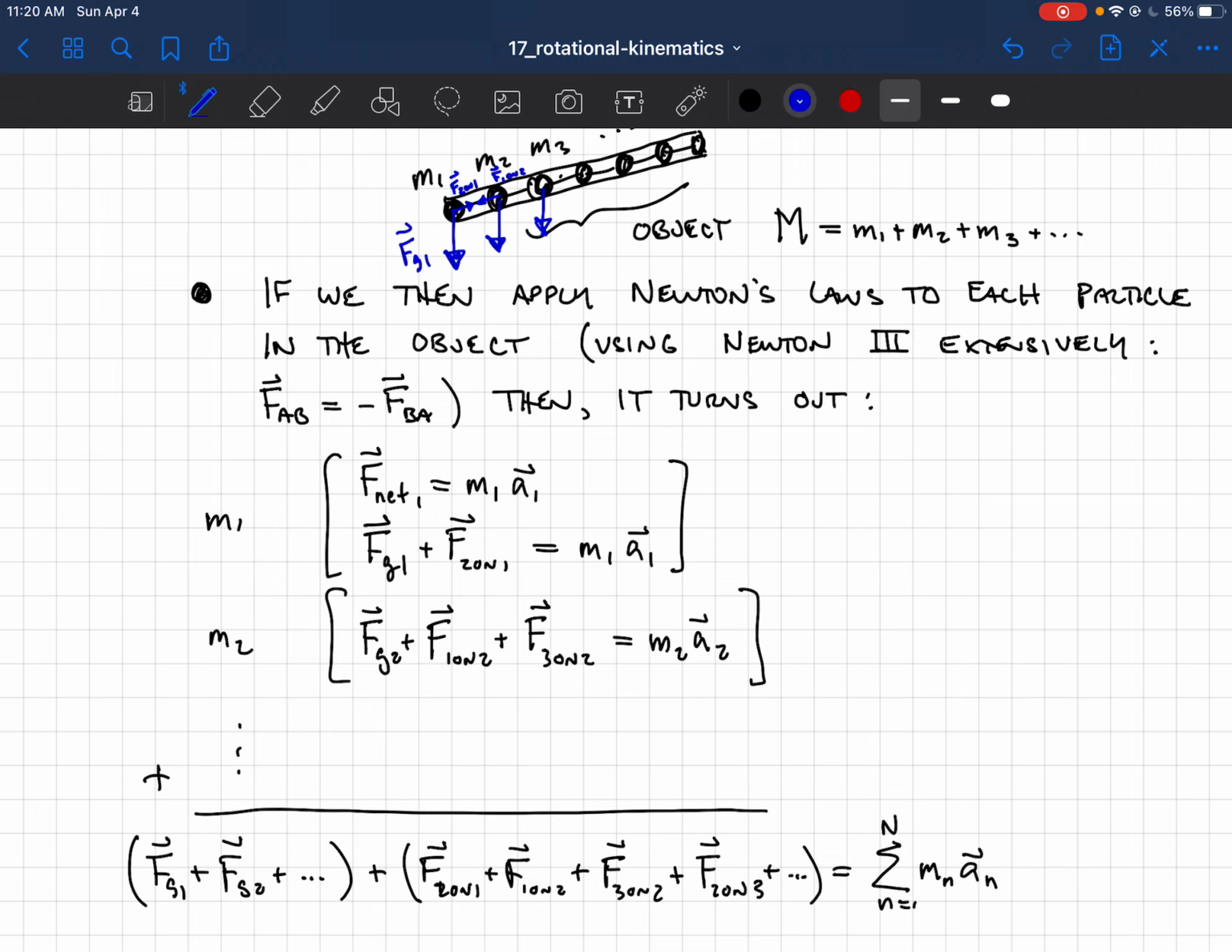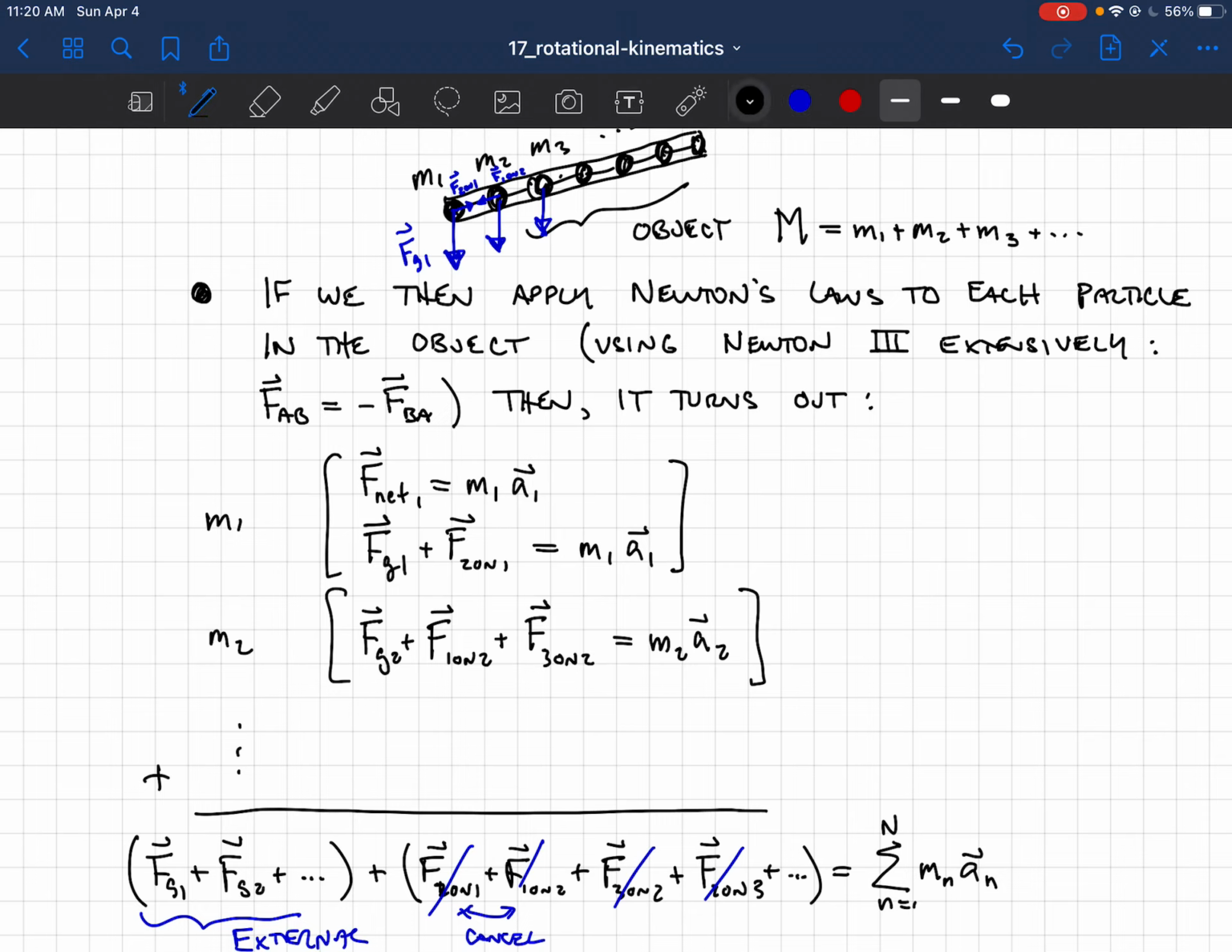Well, what happens here? Well, we know from Newton's third law that these two will cancel, because we know that F1 on 2 is equal to the opposite of F2 on 1. So we can just cross those out. And then the same thing will happen for this pair, and the same thing will happen to all pairs. So you see that the internal forces between the objects will cancel out, and all that you're left with are the external forces acting on the object.